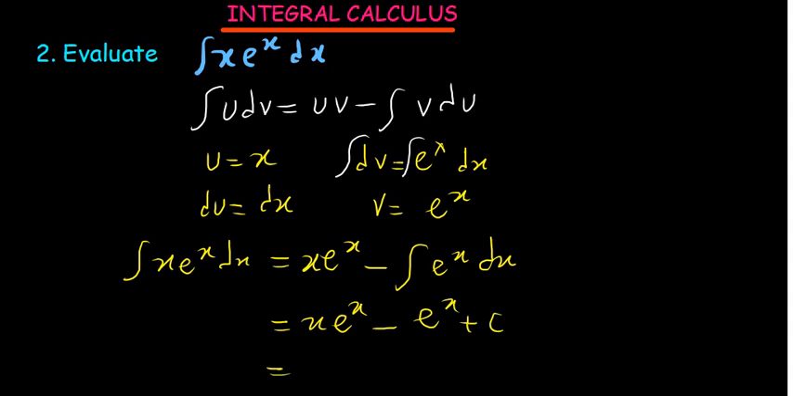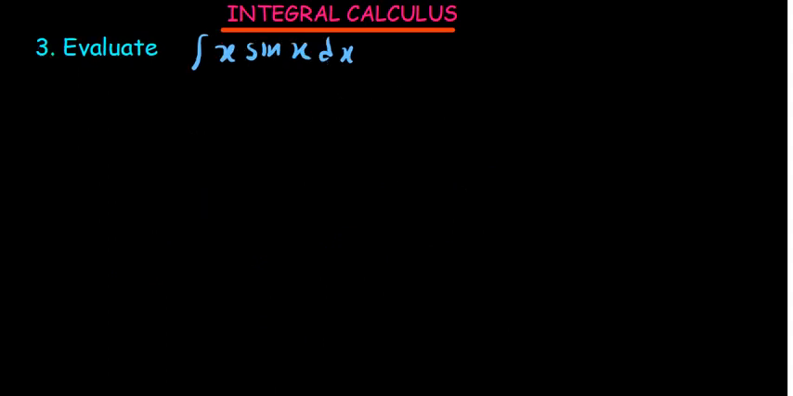We can factorize out what is common, which is e to the power x, and that will remain x minus 1, plus a constant c. So that is going to be it for that one. Another one here: evaluate the integral of x sine of x dx.